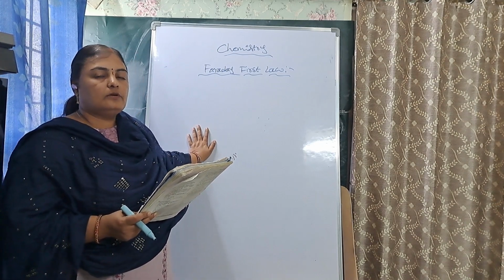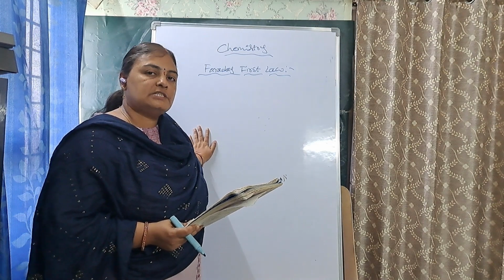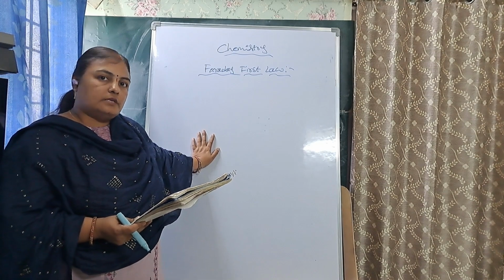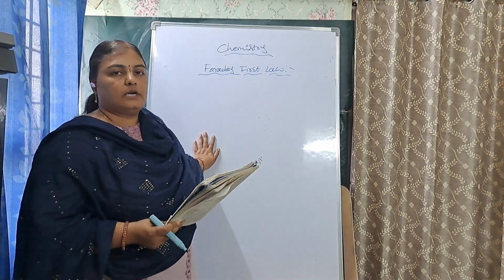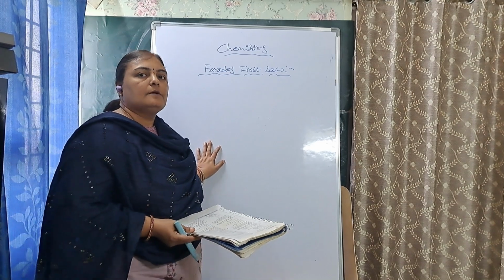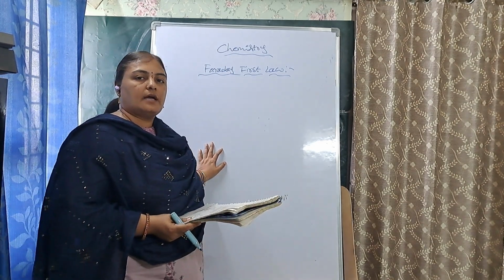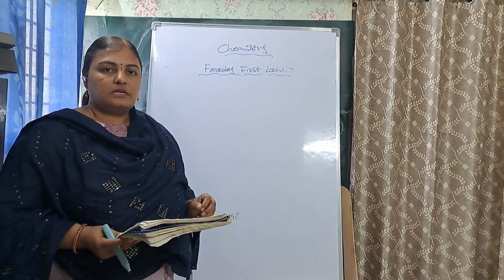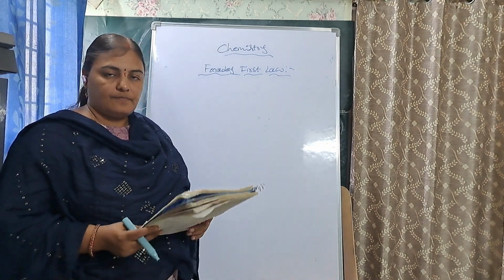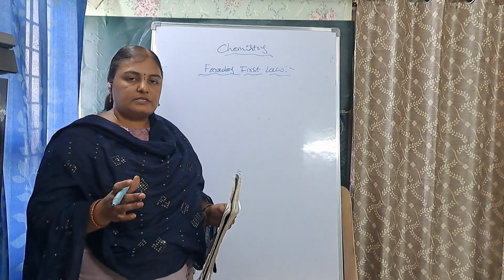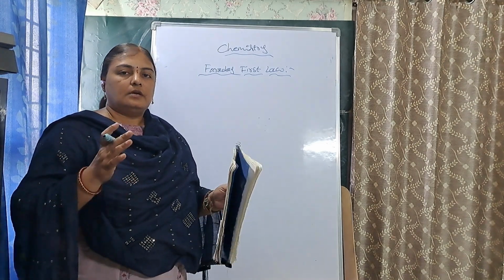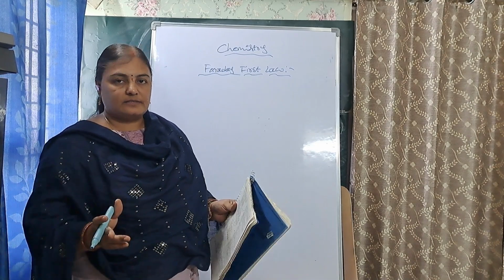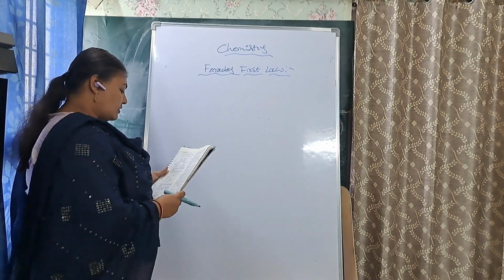Once again I am repeating: if the substance is in the molten state or in the solution state, whatever it is, and that substance has ions, and electricity passes through those ions, that is called electrolysis. So in the molten state or in the solution state, if the substance decomposes into ions, that is called electrolysis.